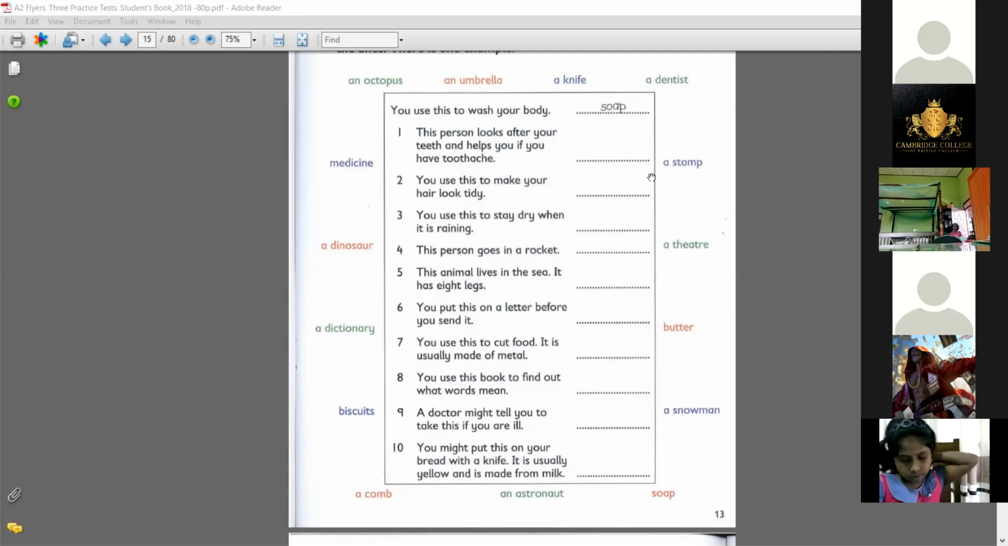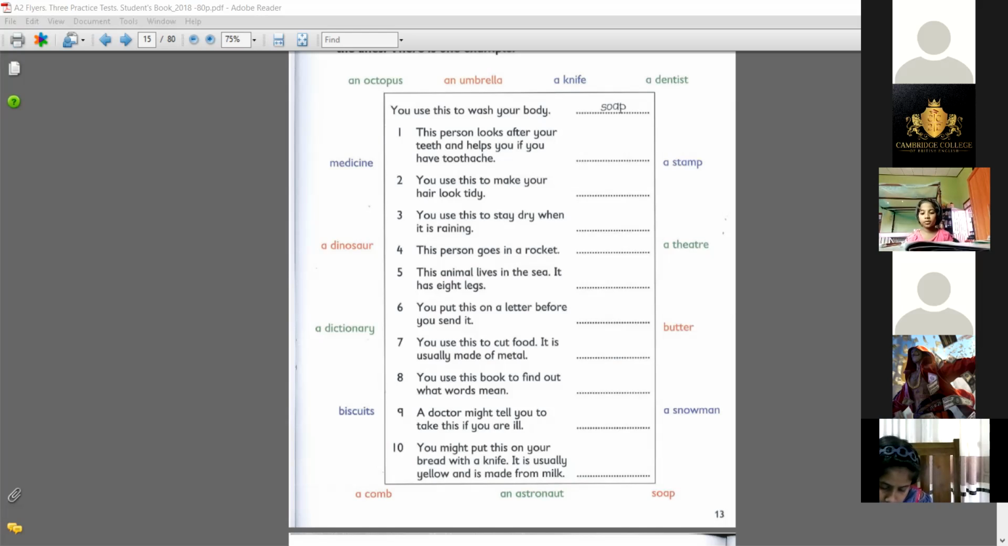Sixth one, you put this on a letter before you send it. A stamp. You use this to cut food. It is usually made of metal. A knife. You use this book to find out what words mean. A dictionary. A doctor might tell you to take this if you are ill. Medicine. You might put this on your bread with a knife. It is usually yellow.